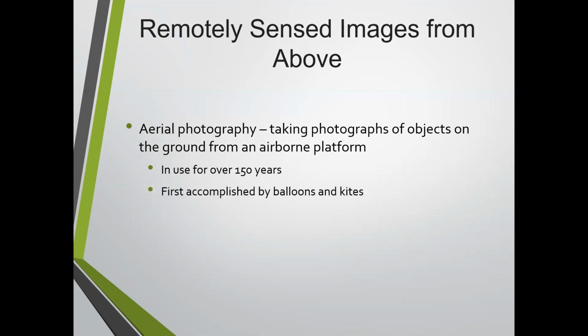And this was first accomplished by getting something up in the air using balloons or kites. And they did do this in the Civil War, but they did it even prior to that. So you'll see a lot of those older pictures. It's kind of interesting. Later, aircraft and rockets were used as a method of getting your camera airborne. And then we have high flying elevation satellites nowadays.